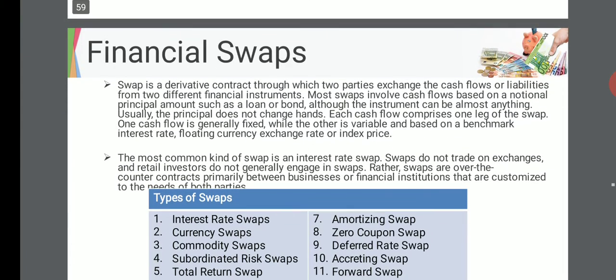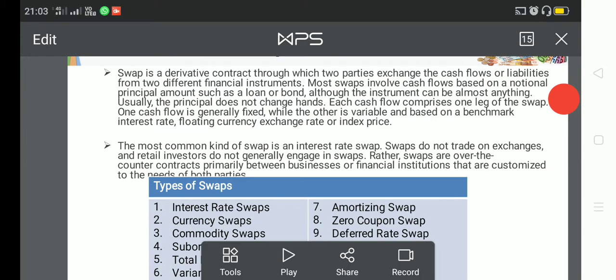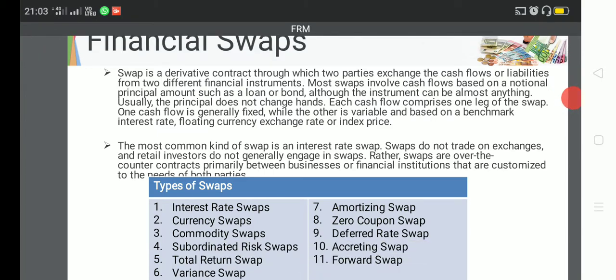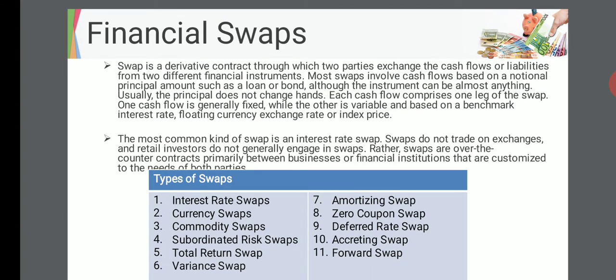Let us understand what financial swaps are. Swap is a derivative contract through which two parties exchange the cash flows or liabilities from two different financial instruments. Most swaps involve cash flows based on a notional amount, a principal amount such as a loan or bond. Although the instrument can be almost anything, usually the principal does not change hands. Each cash flow comprises one leg of the swap. One cash flow is generally fixed while the other is variable and based on a benchmark interest rate, floating currency exchange rate, or index price.